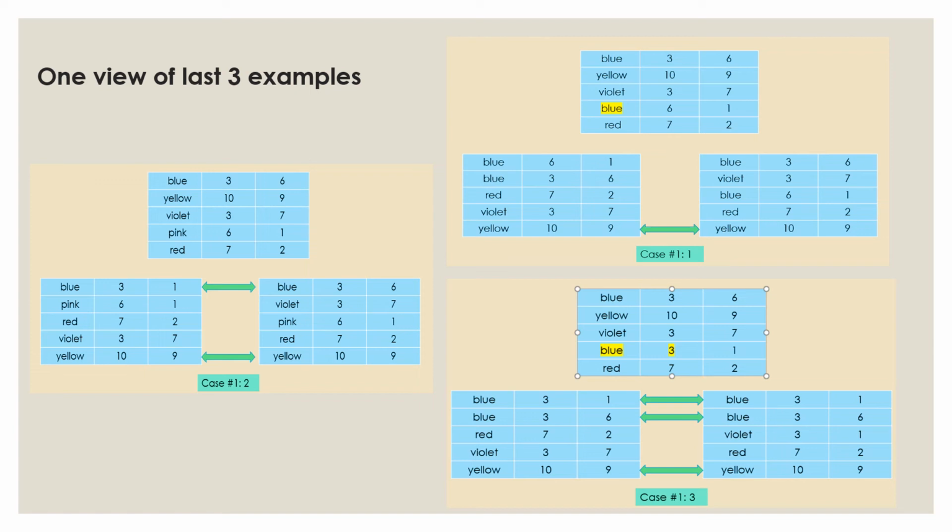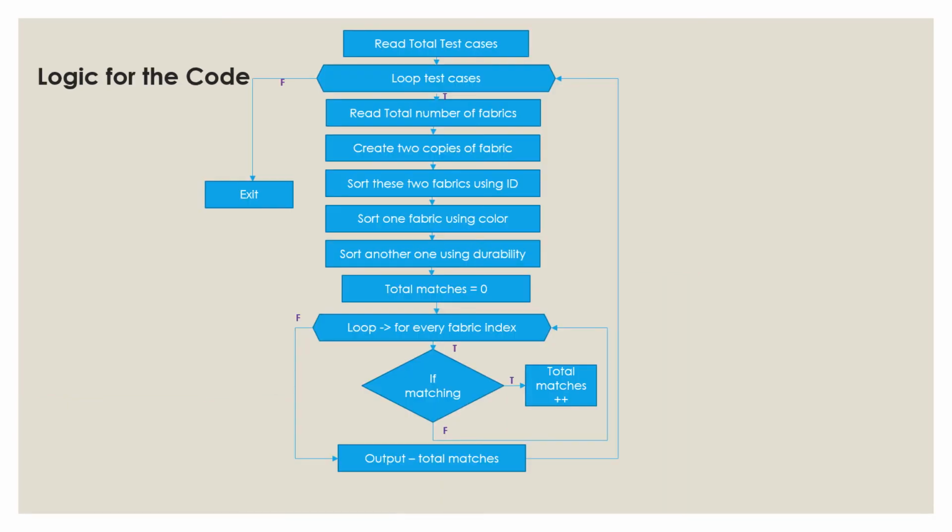Next, let us discuss the logic. First we are reading all the test cases and looping through. For every test case, first we have to read the total number of fabrics, and then create two copies, one for Ada and one for Charles, and sort these fabrics using the unique ID, both matrices.